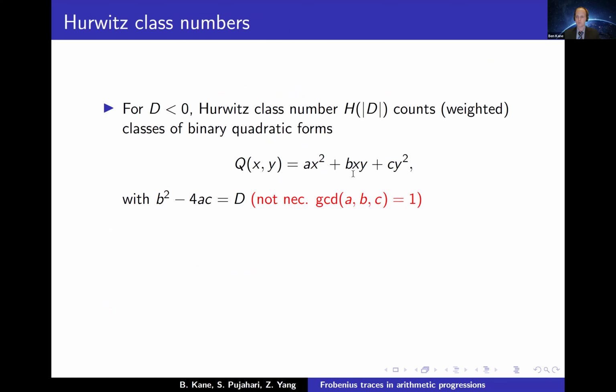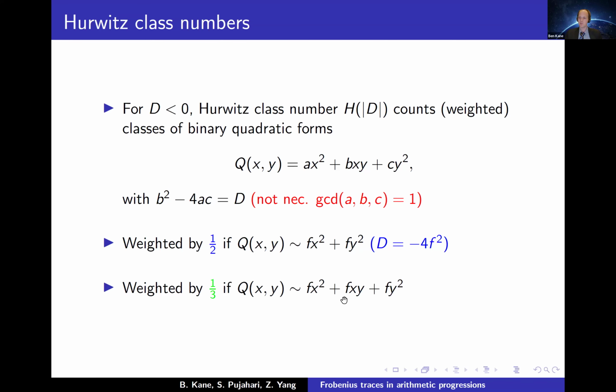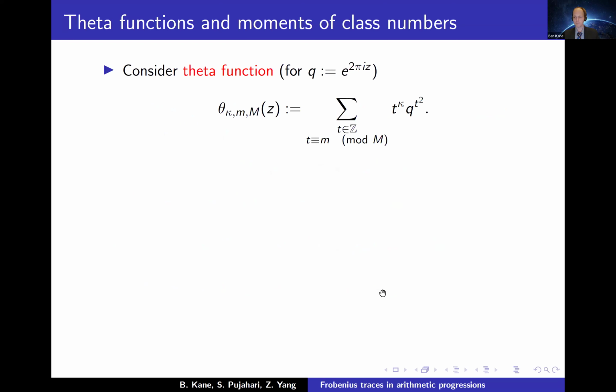And we weight by a half if it's equivalent to this form, but that automatically implies that the discriminant is minus 4 times a square. It's weighted by a third if it's equivalent to this quadratic form, but that implies the discriminant is minus 3 times a square. So basically, other than these 2 special families, the number of automorphs is 1, so you just divide by 2 or 3 in those special cases.